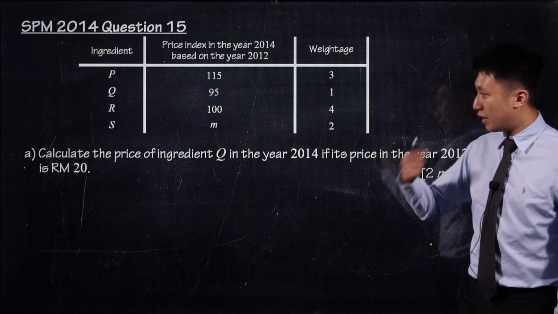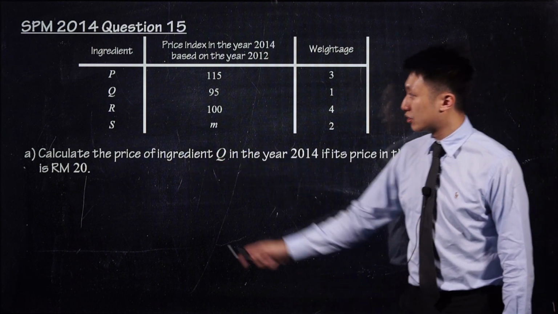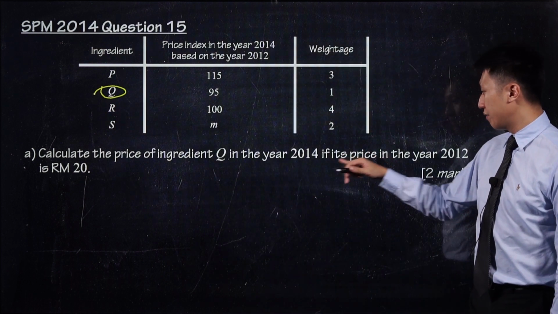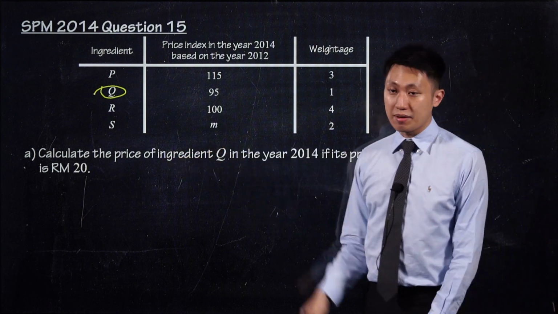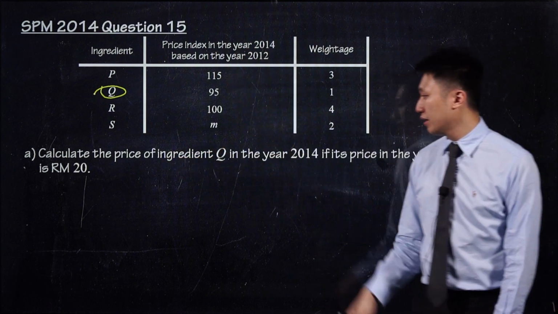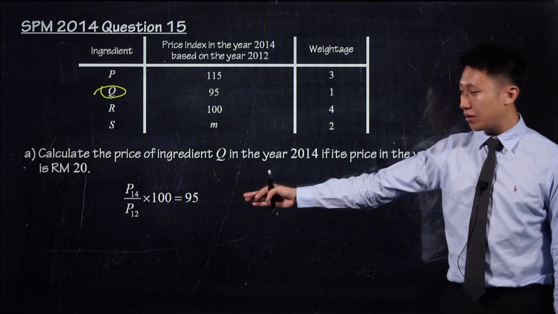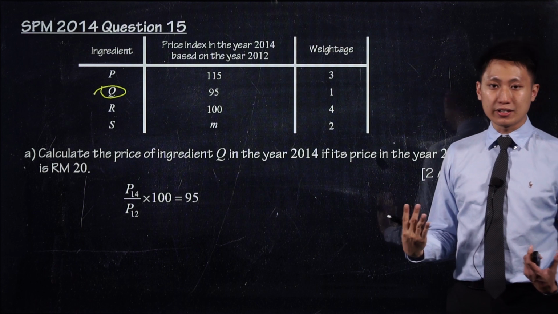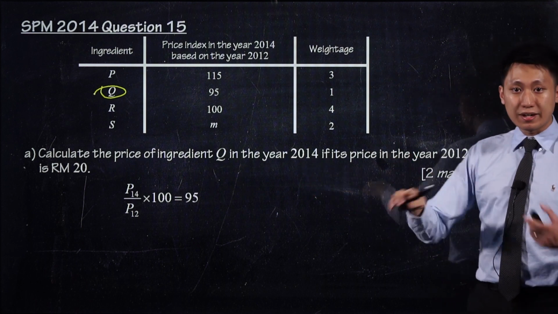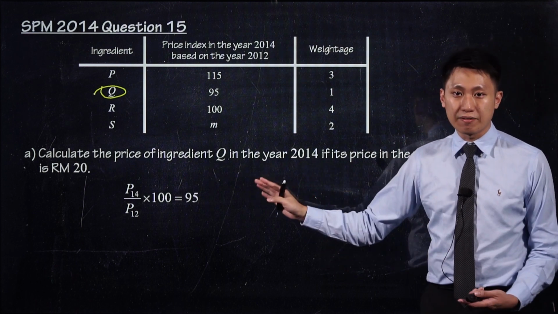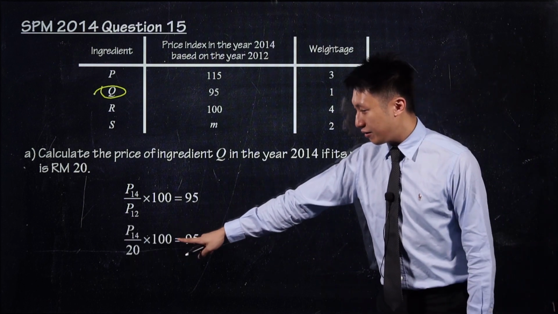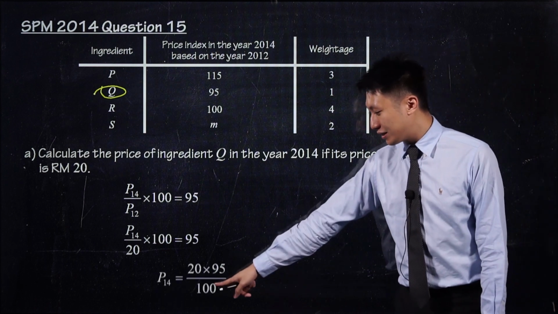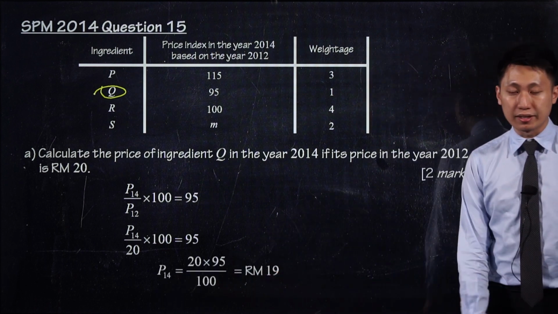Okay, so calculate the price of ingredient Q. So we are looking at this one. Ingredient Q in year 2014. If the price in 2010 is RM20, so you can look at this column only, and then P14/P12 times 100 is equal to 95. Okay, just see what is given in the question, 2010, 2012, and you write down the formula that involve these kind of things. Okay, right, then you have this one, you just substitute the 20 in, you just move it here and there, and you just get the answer here, which is 19.